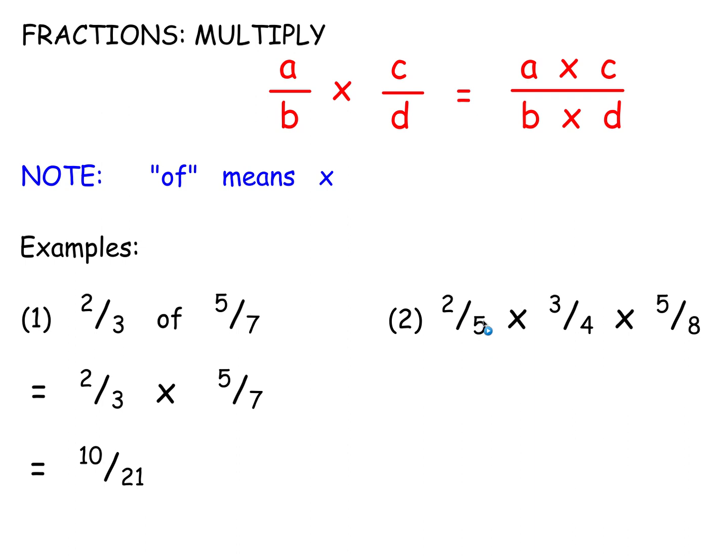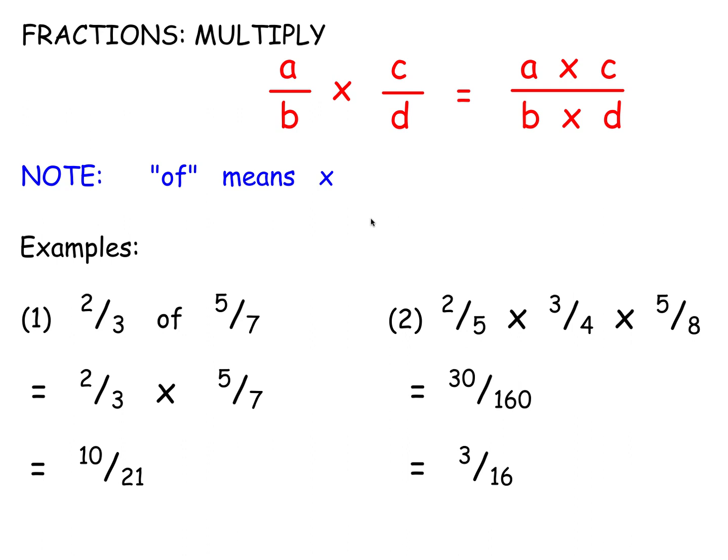Same principle if you're multiplying three fractions together. On the top line, there's a 2, a 3, and a 5 get multiplied. 2 times 3 times 5. In the bottom, 5 times 4 times 8. So the top line comes out at 30, the bottom line comes out at 160. That will simplify. The top and the bottom can both be divided by 10, so it cancels down, simplifies to 3/16. If an answer simplifies, you always simplify it.